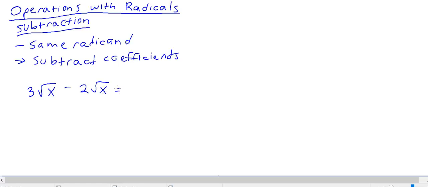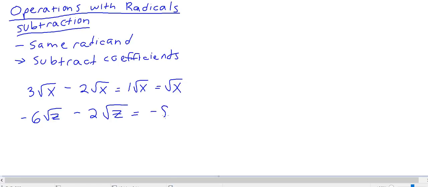The coefficient of the first one is 3, the coefficient of the second one is 2. 3 square root of x minus 2 square root of x is 1 square root of x, because 3 minus 2 is 1, which is just equal to the square root of x. You don't need to write a coefficient of 1. Let's do another example. Negative 6 square root of z minus 2 square root of z. Do they have the same radicands? Yes, they do. They both have radicands of z, so we can subtract their coefficients. Negative 6 minus 2 is negative 8. Negative 8 square root of z.